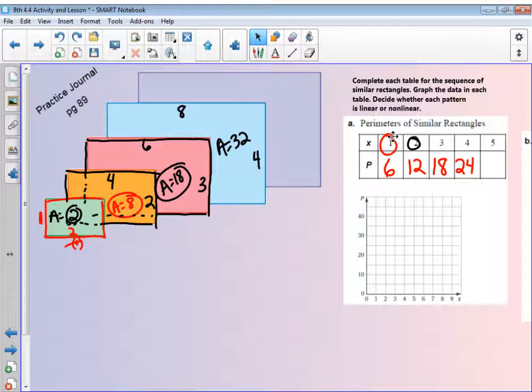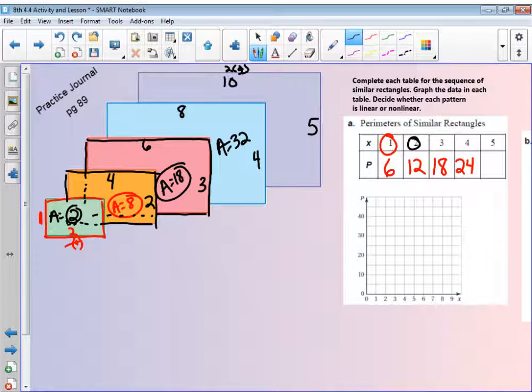Okay, and our last one, we've got 5 for our x. So this becomes 5, and this becomes 2 times 5, which is 10. So 10 plus 10 is 20, plus 5 is 25, plus another 5 would give us 30 for our perimeter. And our area, well, 10 times 5 would give us 50. So we're going to go ahead and do 50 for our area.